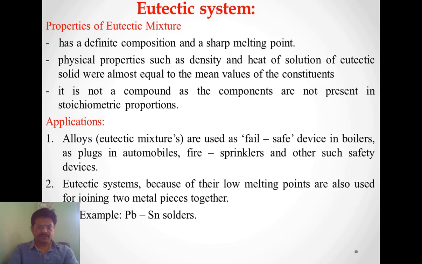But these eutectic mixtures have different applications. The alloys which behave like a eutectic mixture are used as fail-safe devices in boilers, in fire sprinklers, and in other safety devices. They can be used as plugs in automobiles. Eutectic systems, because of their low melting points, are also used for joining two metal pieces together.